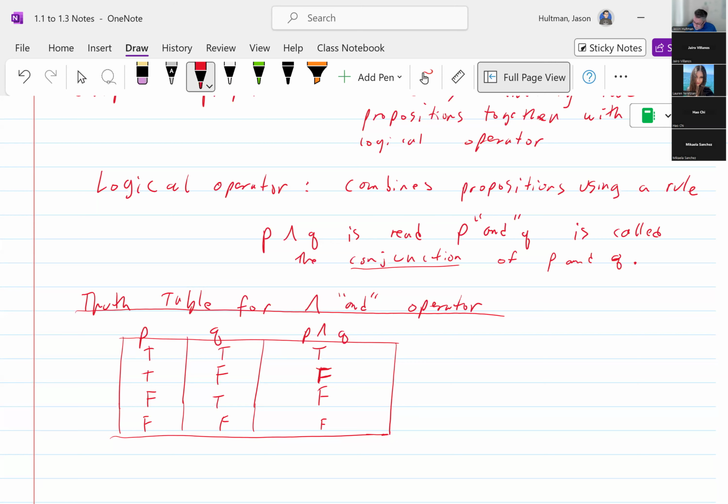So this is true only if both P is true and Q is true. False otherwise.